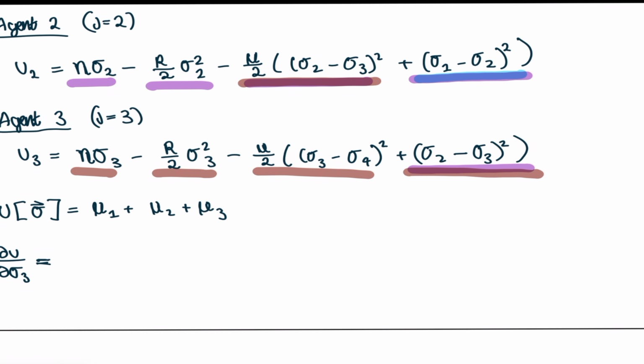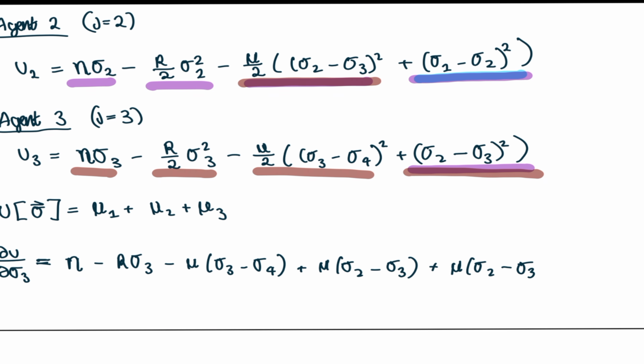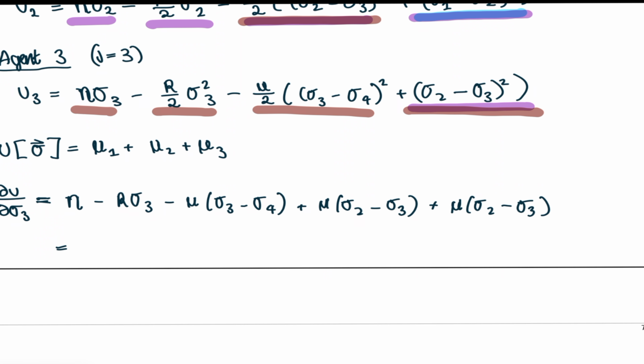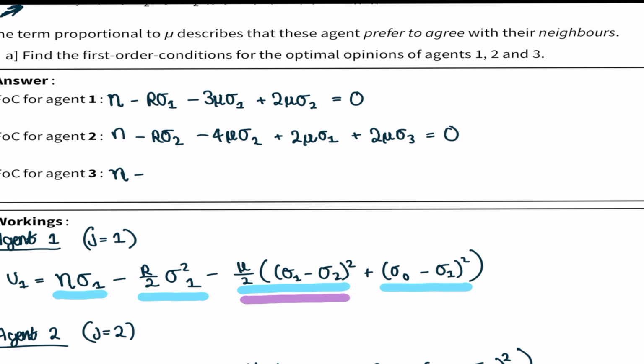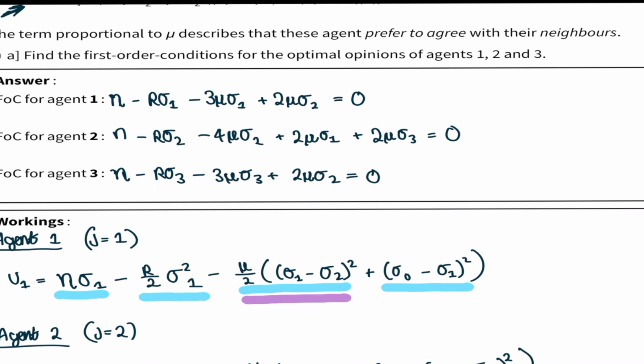If we begin by differentiating these 4 terms first, we get this. If we now expand and collect all the like terms, we are left behind with this. And so this is our first order condition for agent 3, which will be equal to 0.